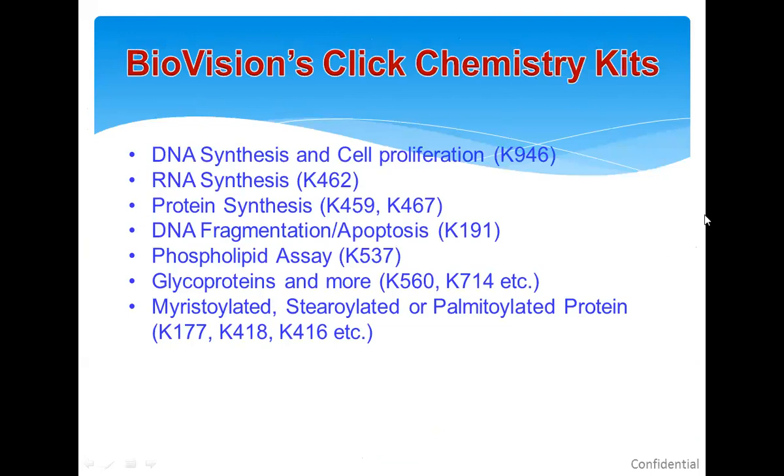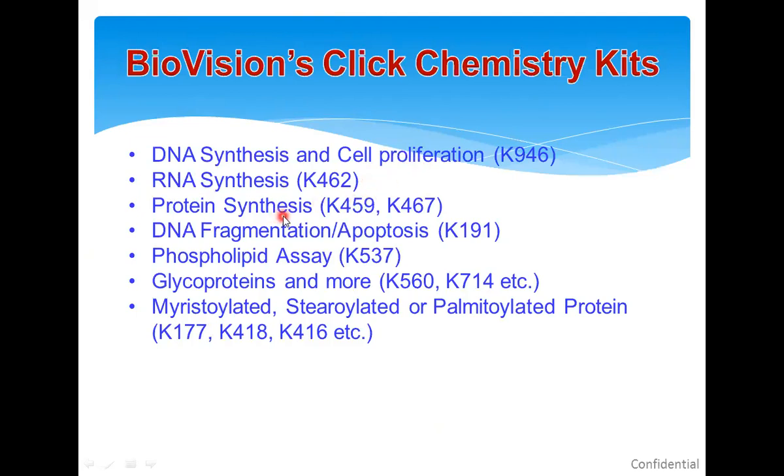Okay, so now coming to BioVision's click chemistry based kits. We have around 20 different kits. What are the things you can study with them? We have some kits like K946, for studying DNA synthesis and cell proliferation. If you want to study RNA synthesis, we have K462.